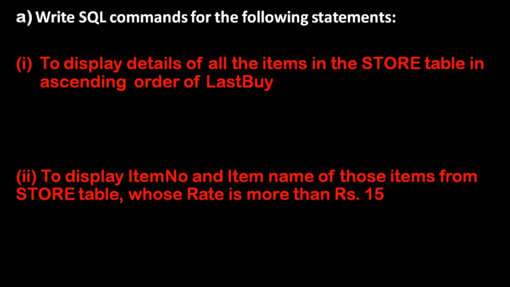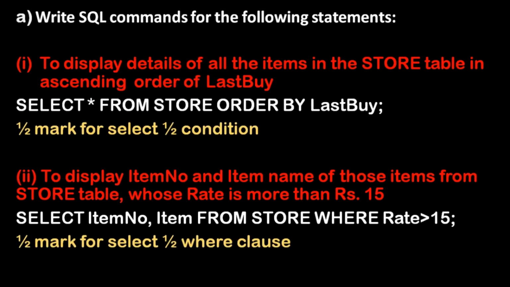Okay, we'll see the answer now. Select star from store order by last by. Here, up to the select star from store, that is the table name, carries half a mark, and the remaining condition, order by last by, carries half a mark. So this is a 1 mark question, and the answer for the second one is select item number.